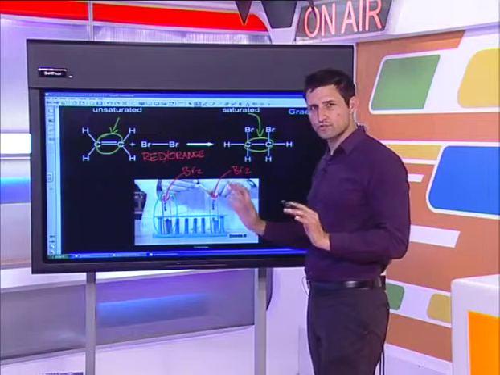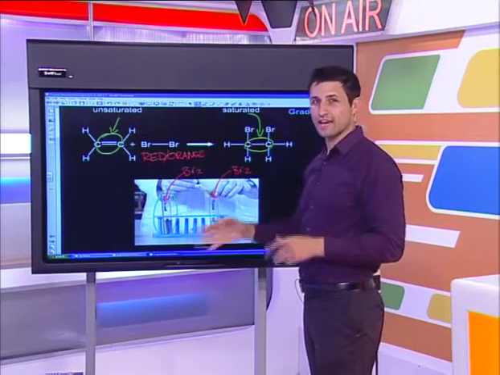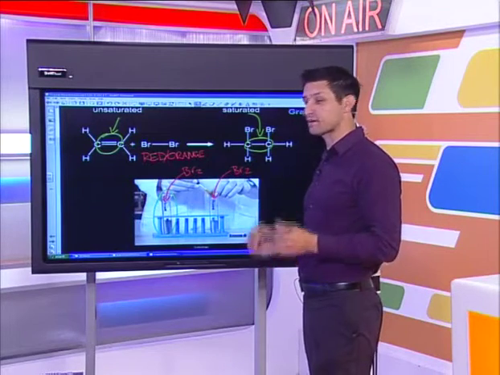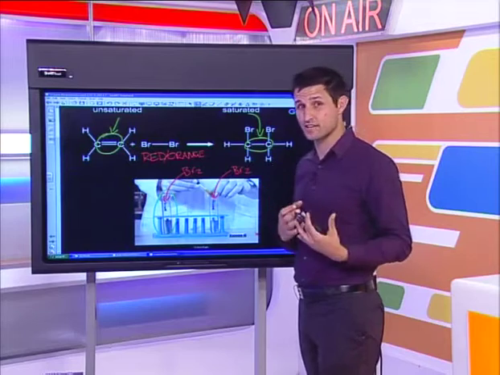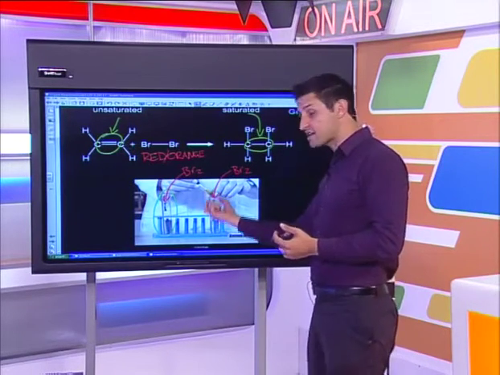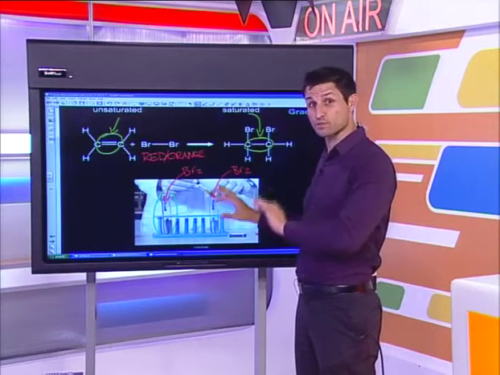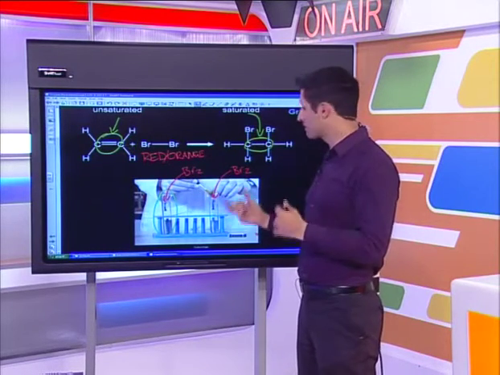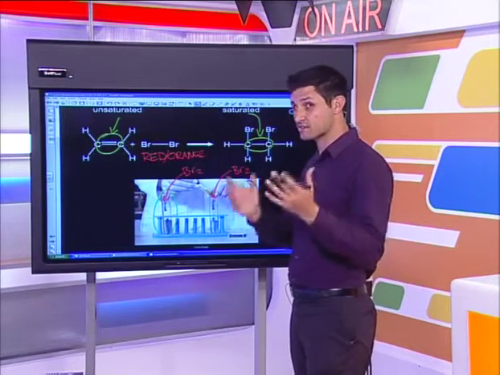So let's just go through this again. If I add this red or orange bromine and the color remains, that means that I am saturated, like hexane. If the color quickly disappears, that means that there must be an unsaturated bond present, and that means that my bromine has disappeared. If the color goes, it's unsaturated.